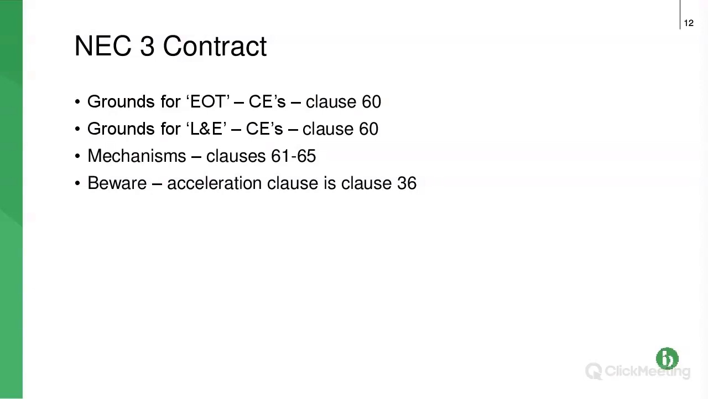In NEC 3, the grounds for the extension of time and for the money are all dealt with in compensation events. So it sort of makes it easy, providing, as I said earlier, you remember to claim when you make a quote, not only the money but also the time. And the mechanisms are at clauses 61 to 65.